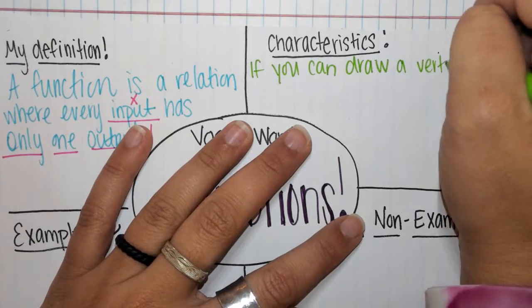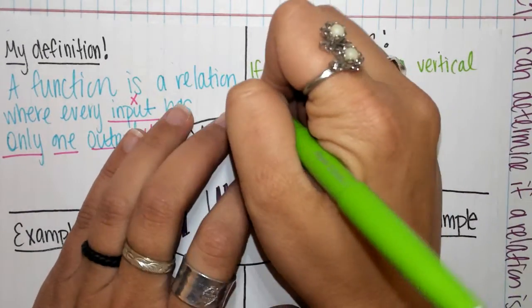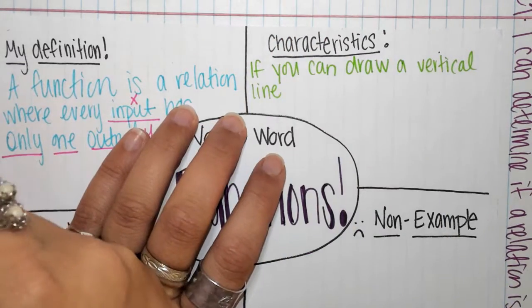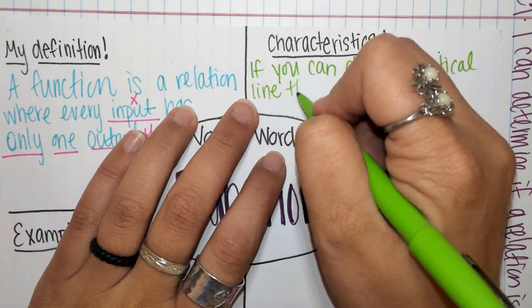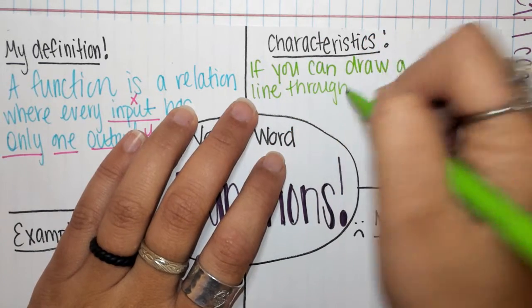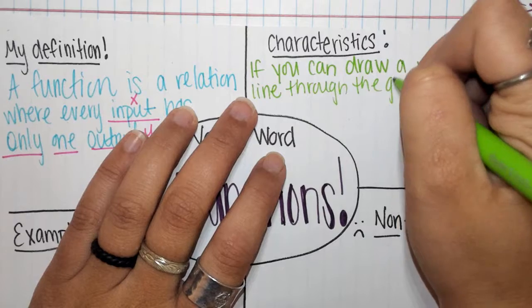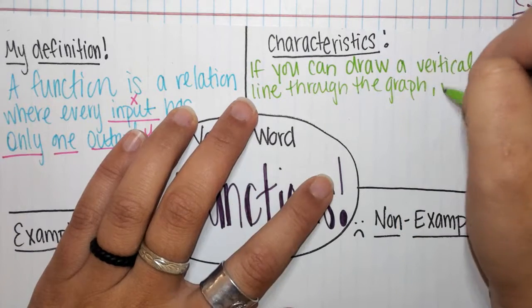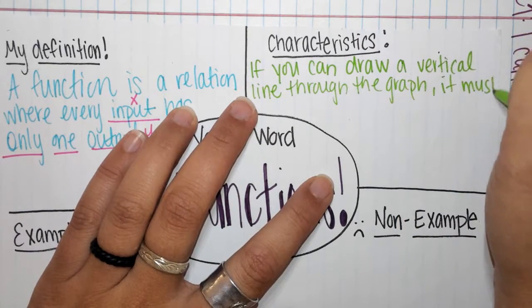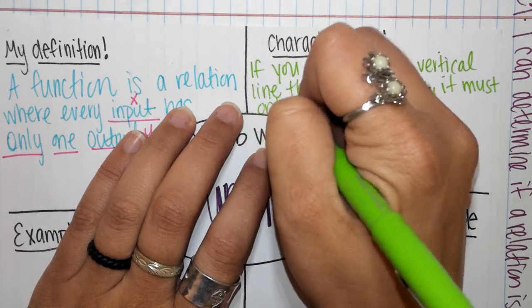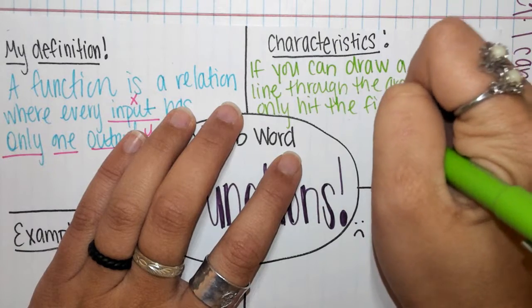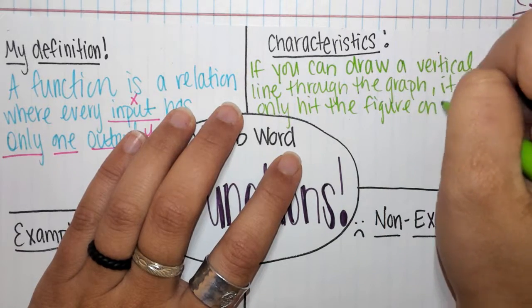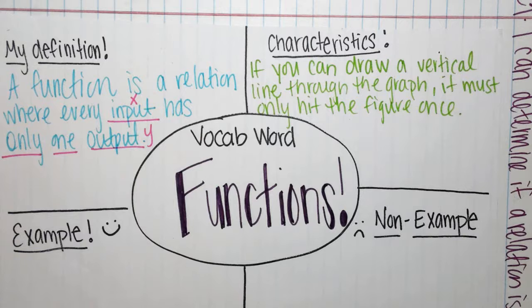A vertical line through the graph, it must only hit the figure once. Don't worry, we're going to write an example of that.